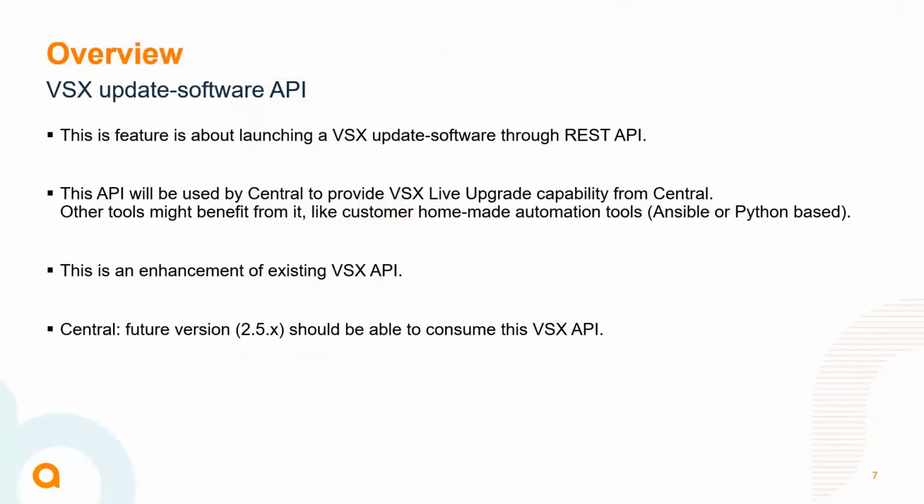The enhancement that we made in 10.7 is the ability to trigger that update software through an API call. This feature is just about launching the update software with REST API. This API will be used later on by Central to provide such a live upgrade capability. Other tools may also benefit from that, like customer homemade automation tools written with Ansible or Python.